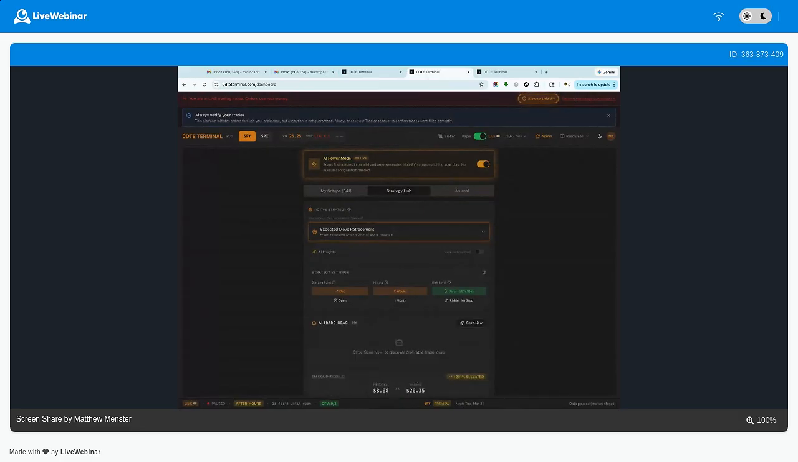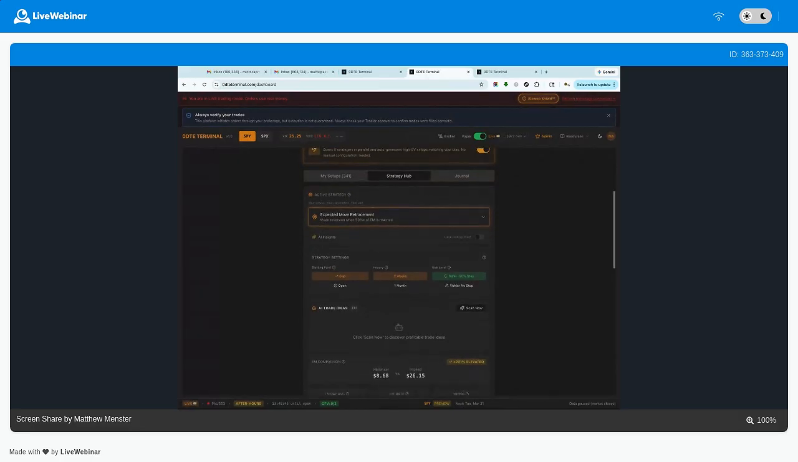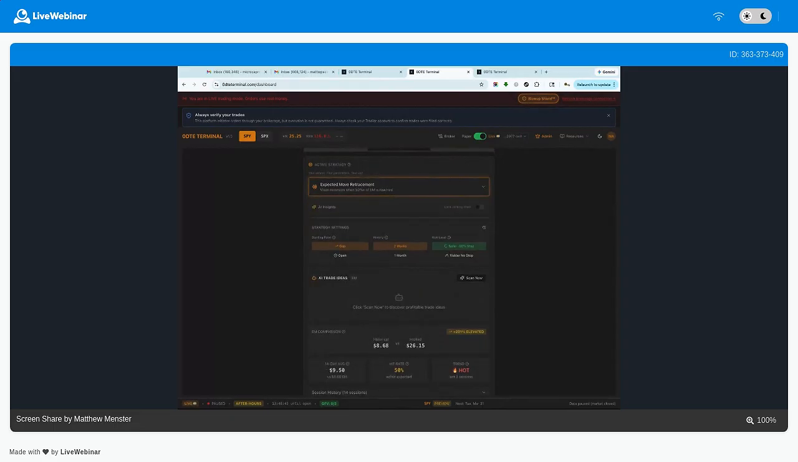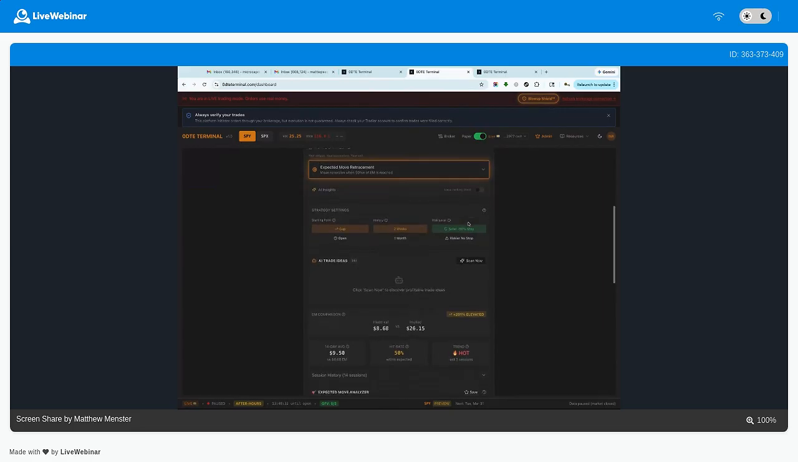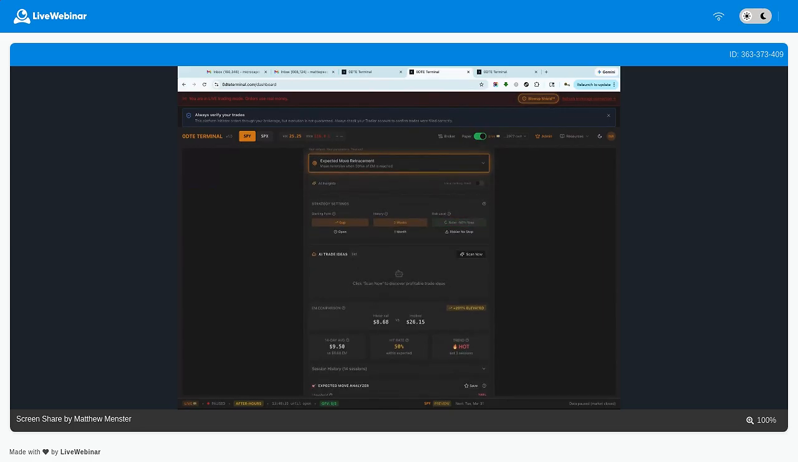So I'm going to give you a little bit of the backstory. What I wanted to do is be able to have a trader come in here and use the AI to find profitable setups. So I say, okay, I start with the expected move retracement. Based on, let's say, the last 14 days of price movement, I want to know what is the most likely price range for any given day based on the last 14 days of price action, right?